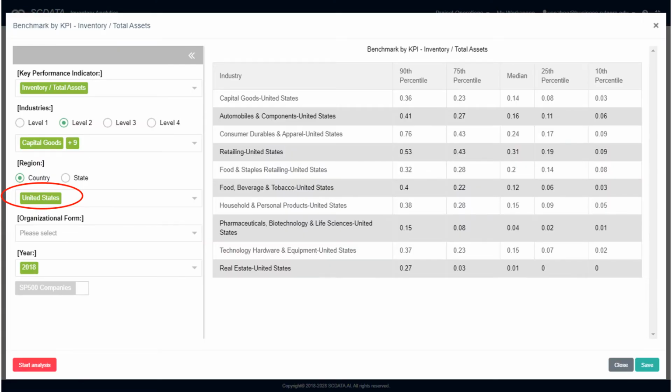Data analytics can provide in-depth information for the US companies. From this picture, we can see that in year 2018, retailing has the highest inventory over total asset ratio, 31% for the median. This is followed by consumer durables and apparel, 24%, and food staple retailing, 20%. Inventory is also important to automobiles and components, household and personal products, technology hardware for the US, as their inventory over asset ratios are all about 15%.